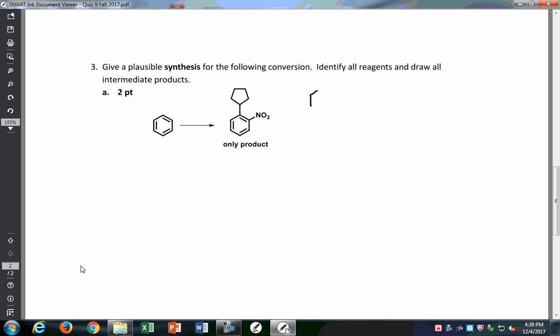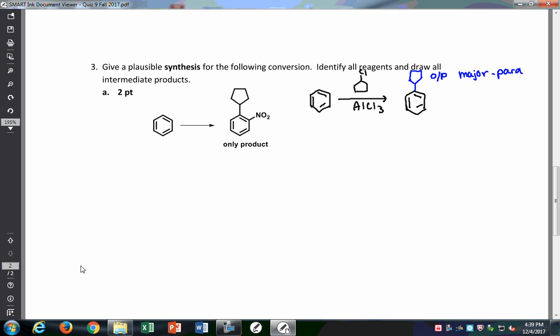So we can get that cyclopentane ring on there by taking benzene and reacting it with our alkyl halide and AlCl3, and that one's secondary, so that's fine for alkylation. Now this is going to be an ortho-para director, and major is para because of sterics.